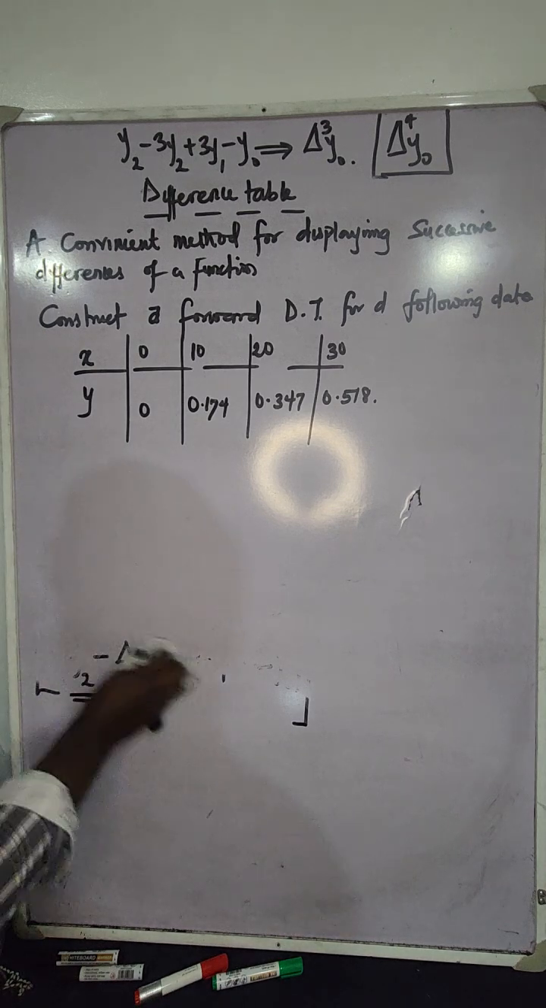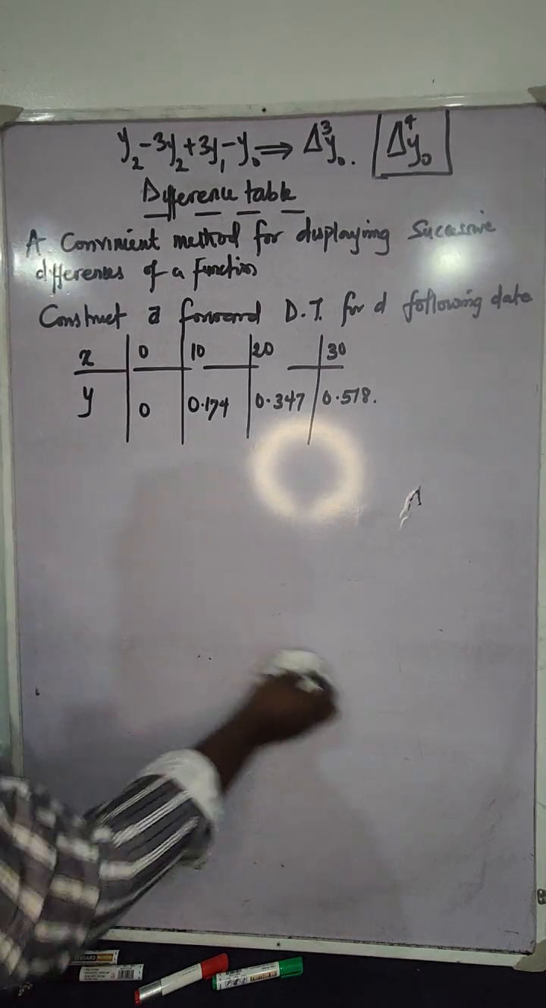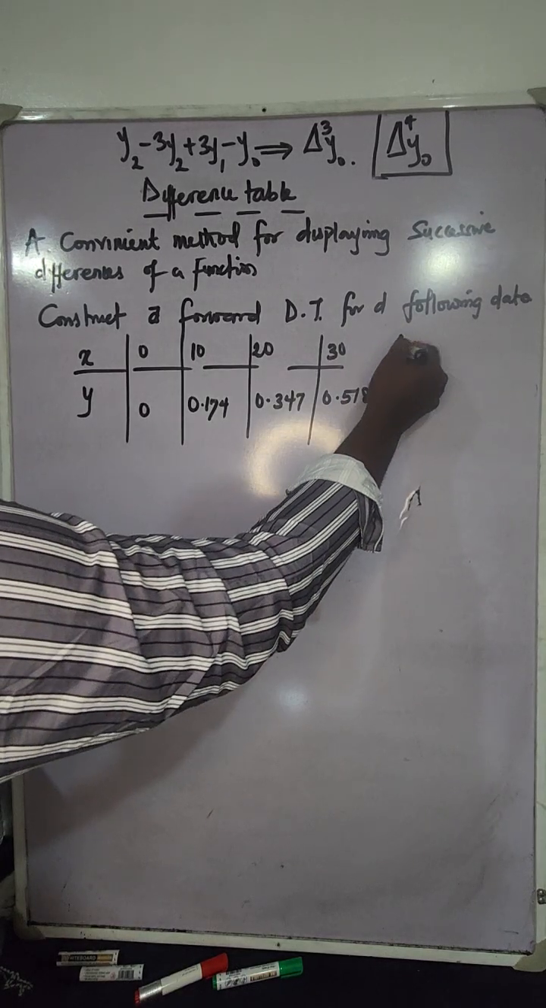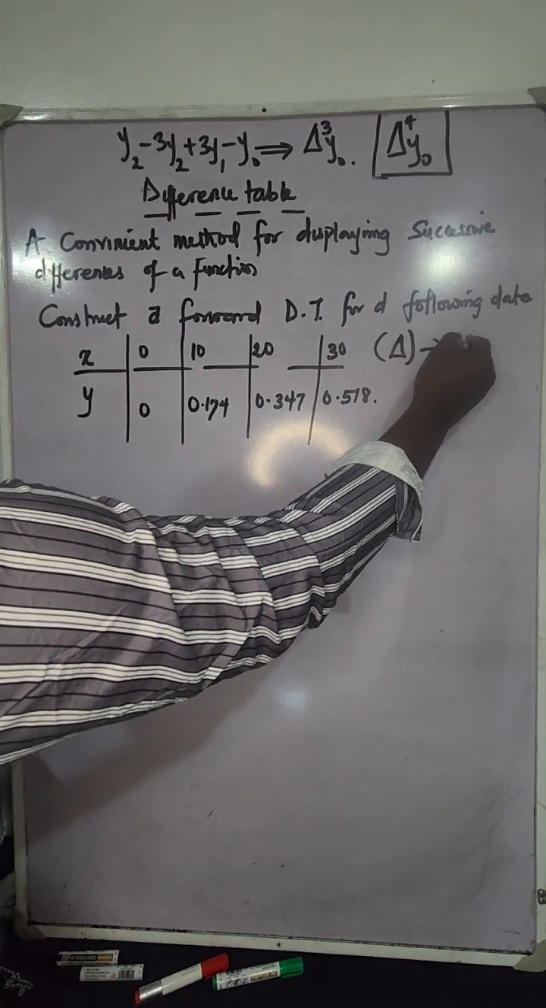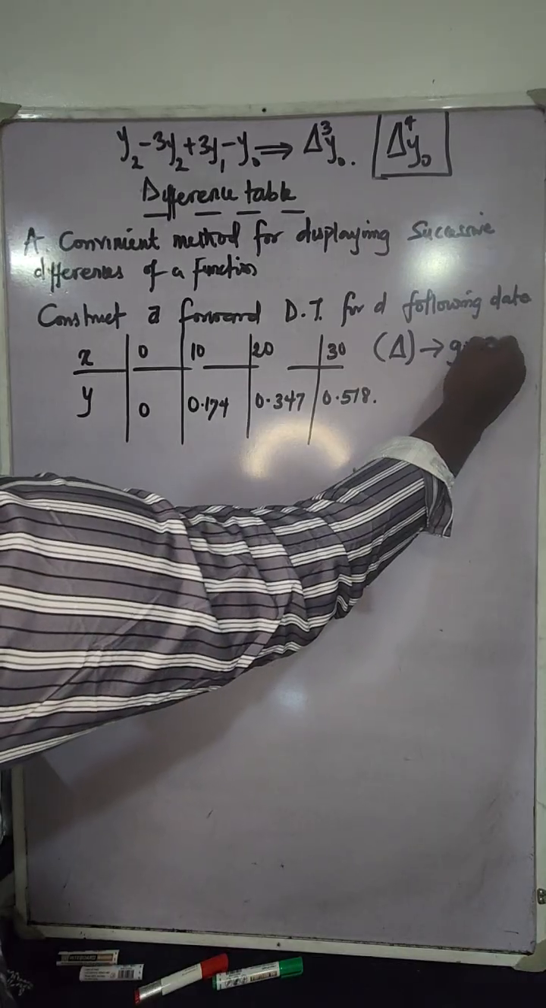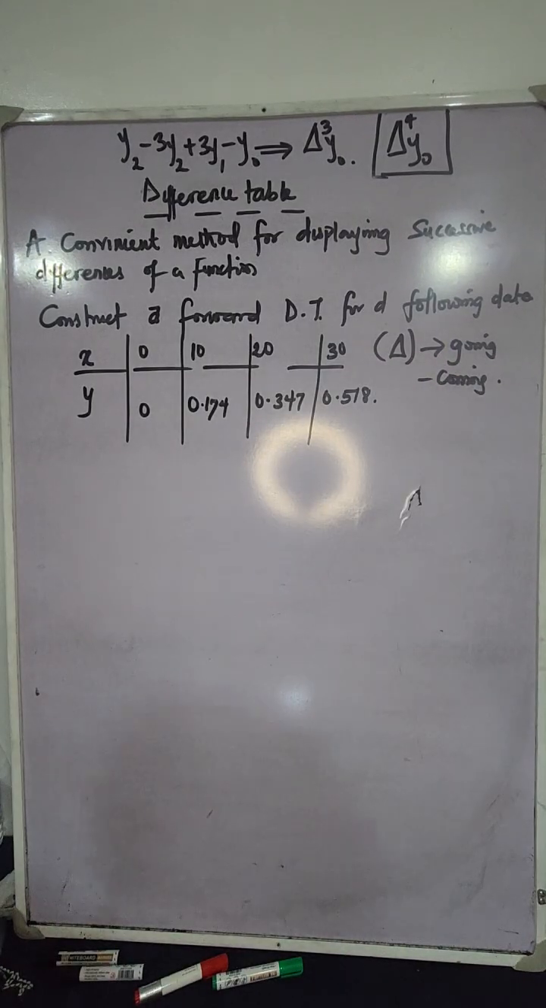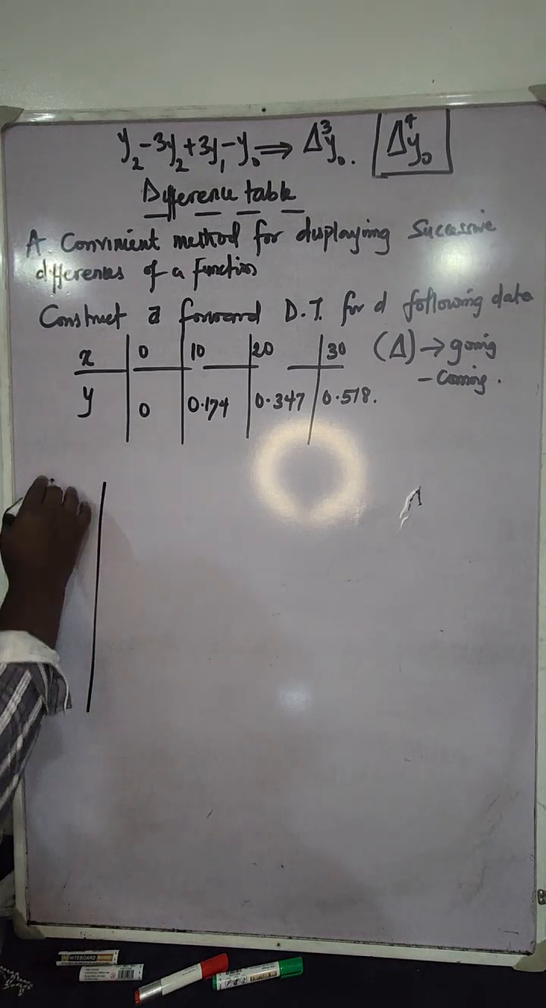Remember, do not forget that I said whenever you are doing a forward difference table, you are saying where you are going minus where you are coming from. Is that not what I said? Where you are going minus where you are coming from. And so because of that, let us construct the difference table.